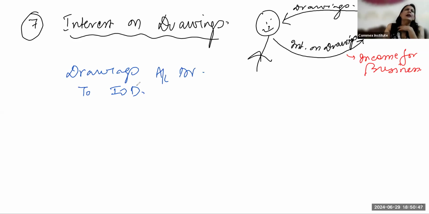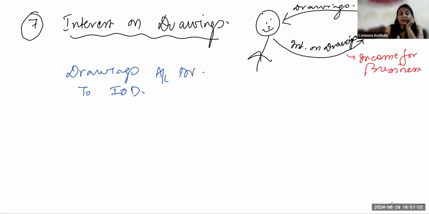Ultimately these drawings are deducted from the capital only. Rather than doing it directly, we go through this route. And then those total drawings we deduct from the capital in the final balance sheet.